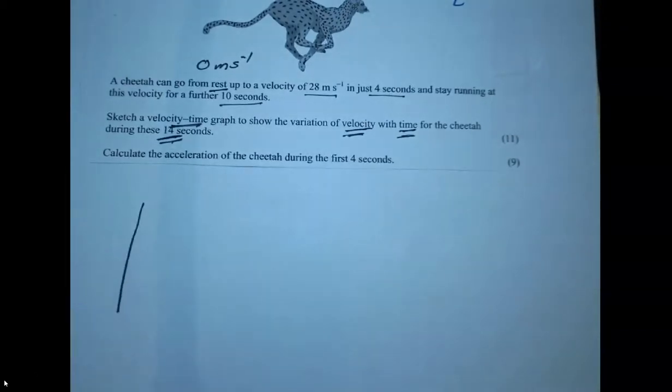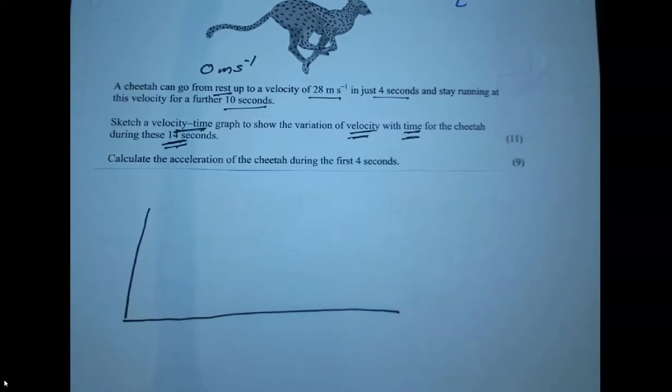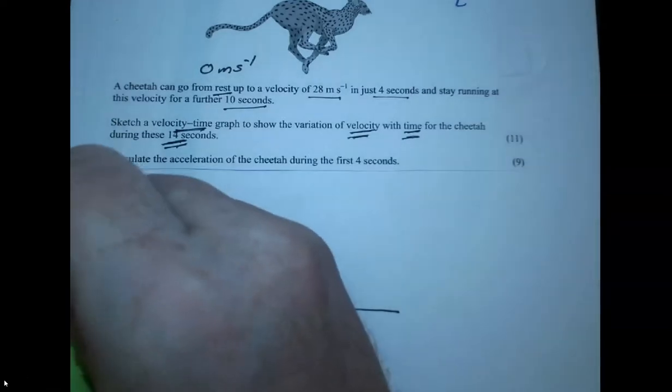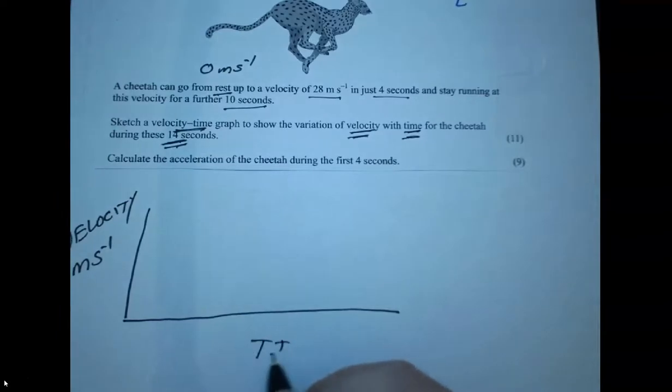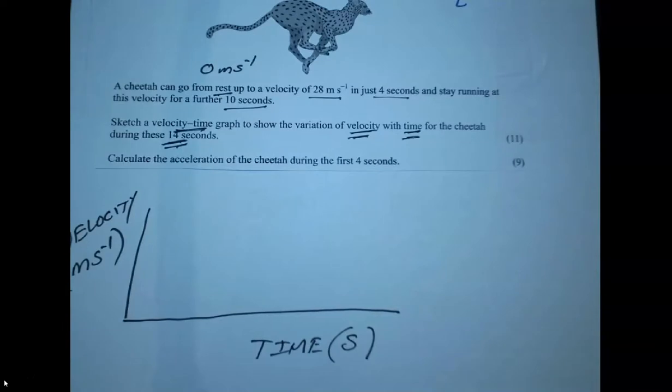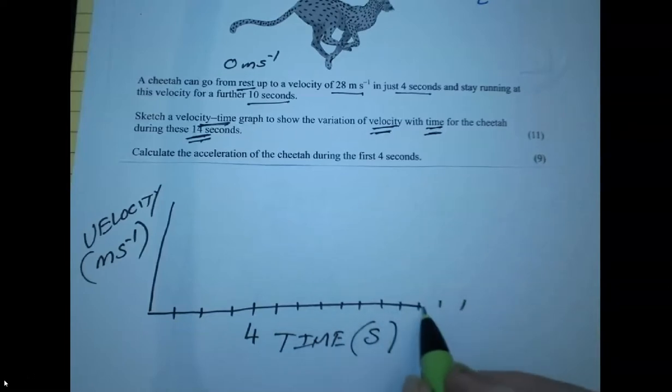It's a sketch graph. You might think that line is crooked, but it's actually my camera. And a sketch graph doesn't have to be a work of art, but it has to be functional. So I'm going to put here v, velocity in meters per second, and time in seconds on that axis. Even in a sketch graph, we have to put our quantity and our appropriate units. It said 1, 2, 3, 4 seconds, and 1, 2, 3, 4, 5, 6, 7, 8, 9, 10. Another 10 seconds to bring us to 14 seconds.